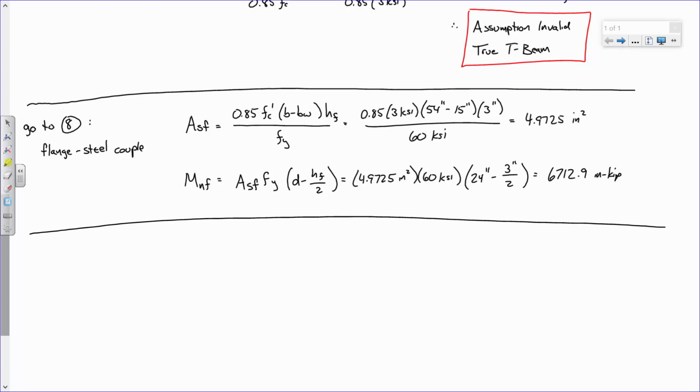So step 9 is the web couple. And we say, well, we know how much we need for the whole thing. How much do we need for the whole thing? What was MN required? Does anybody remember that? Well, actually, we don't know. Actually, hold on. I'm sorry. I'm skipping ahead of myself. I'm sorry. I'm confusing you. What's MU? What was MU? 920 foot kips. Now, how much is that in inch kips?